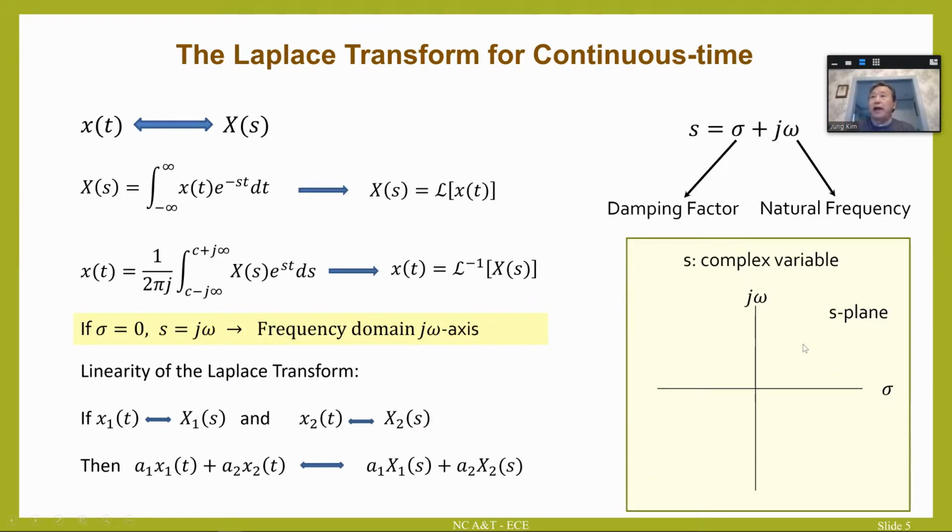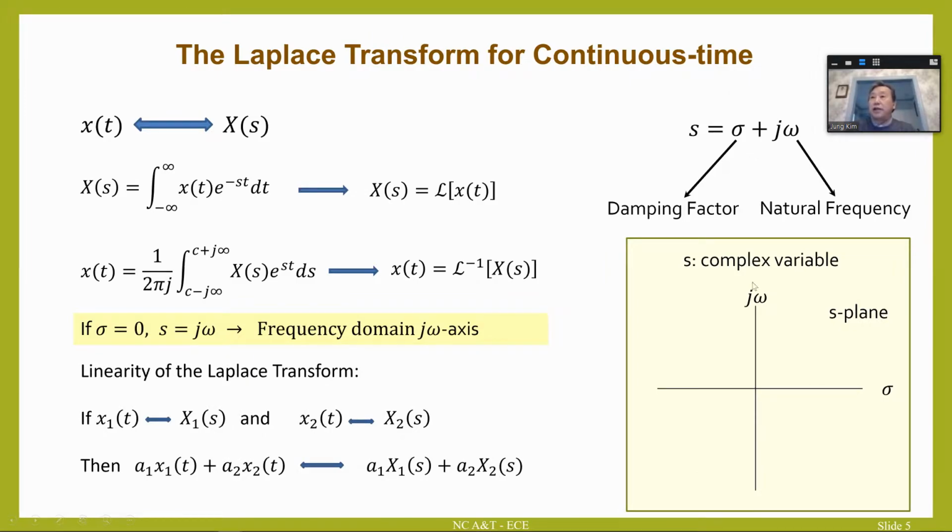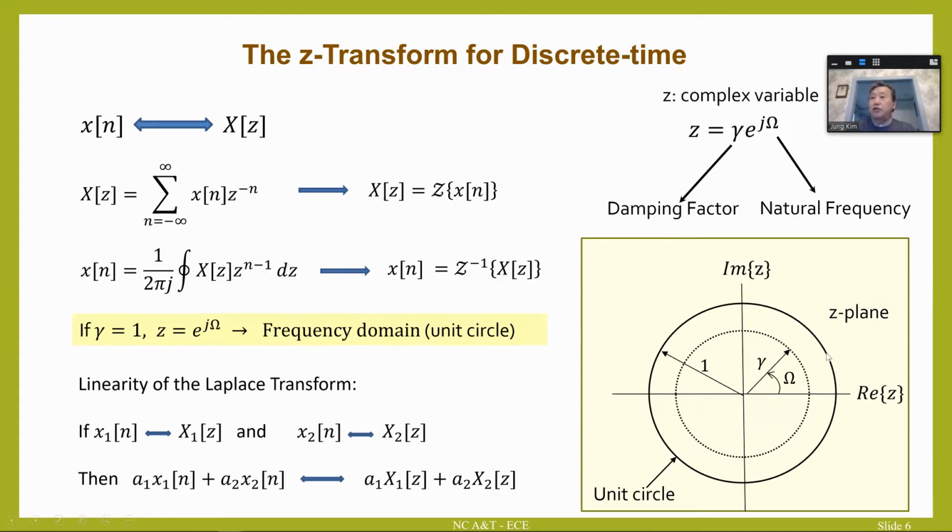So in the analog domain, the y-axis is the frequency domain, a subset of the S domain. But in the Z plane, the unit circle is the frequency domain. So in simulation from analog to digital, the j omega axis changes to the unit circle. That is the simulation, normally analog signal to digital signal.